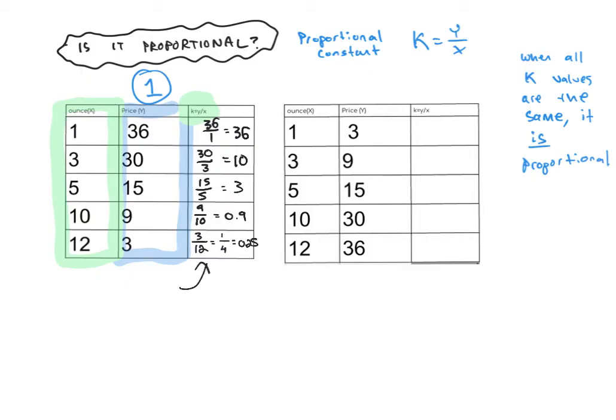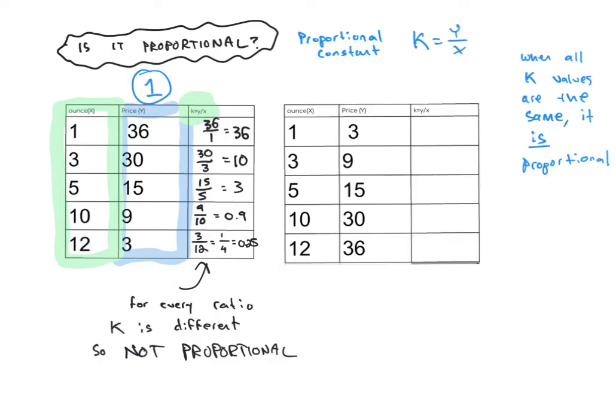Okay, so for every ratio, k is different. That means it is not proportional. Not proportional.